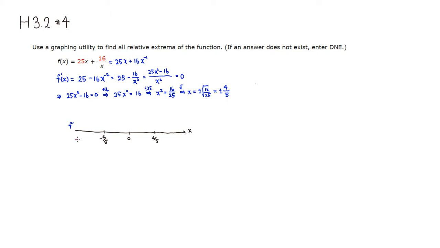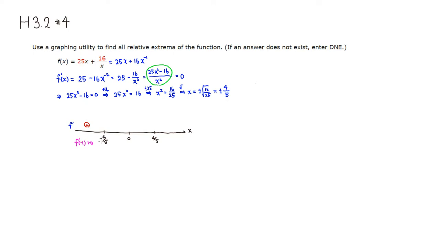I'm going to try f prime of, say, negative 1. Then you look at the sign of this expression. If you plug in negative 1, it's 25 minus 16, so that's positive. The denominator, because of the square, is always positive. So this is going to be positive there. We have a positive sign on this interval.